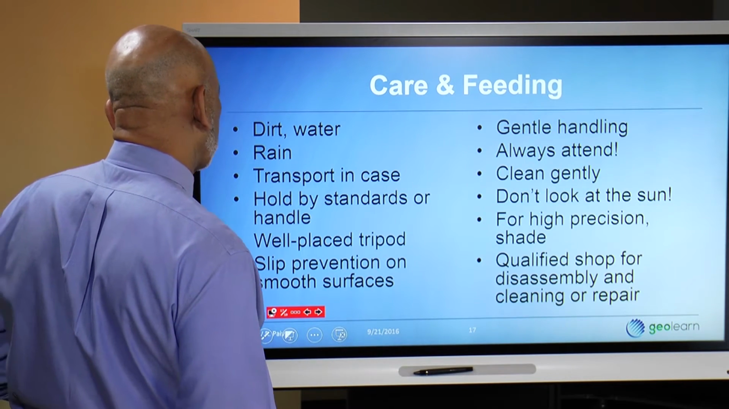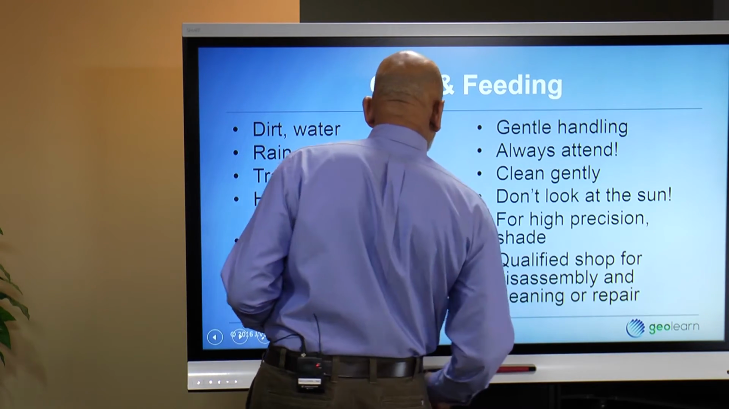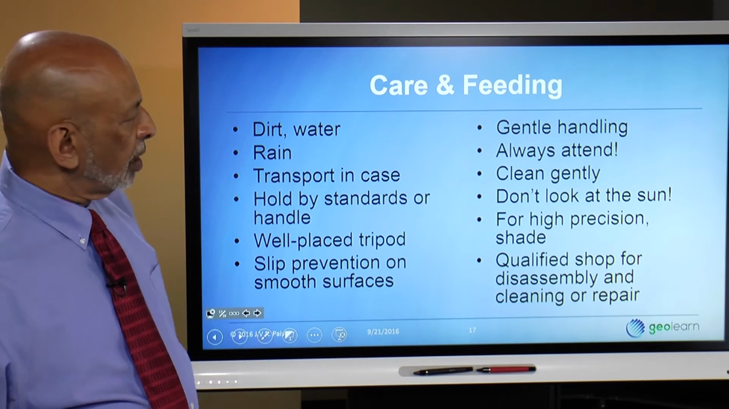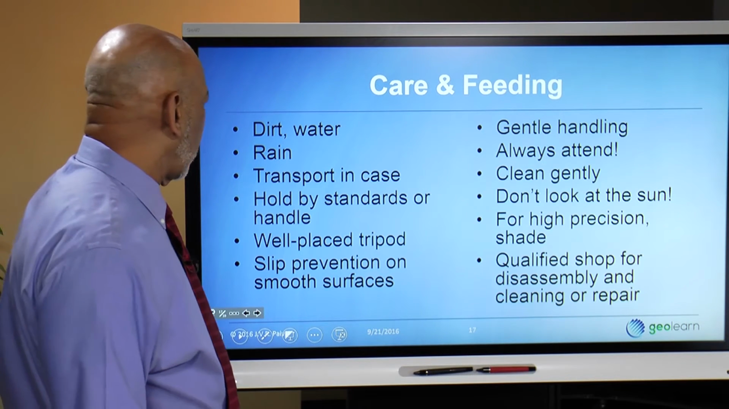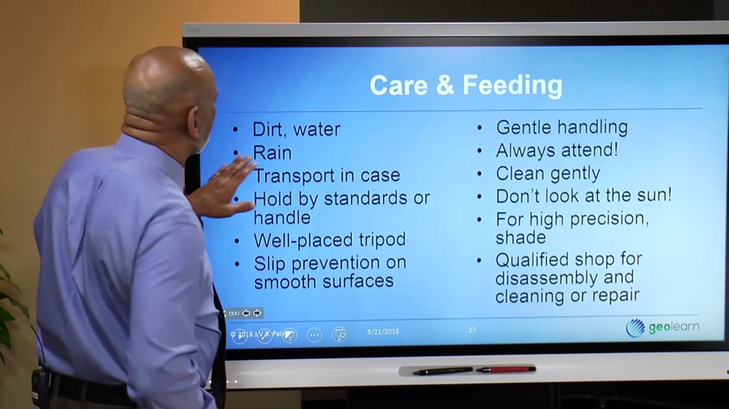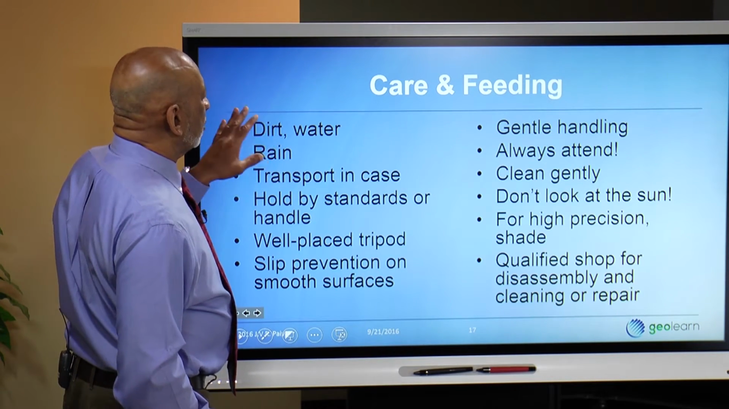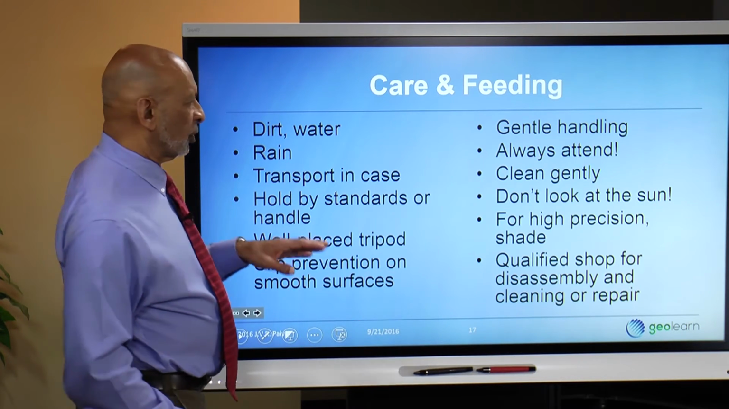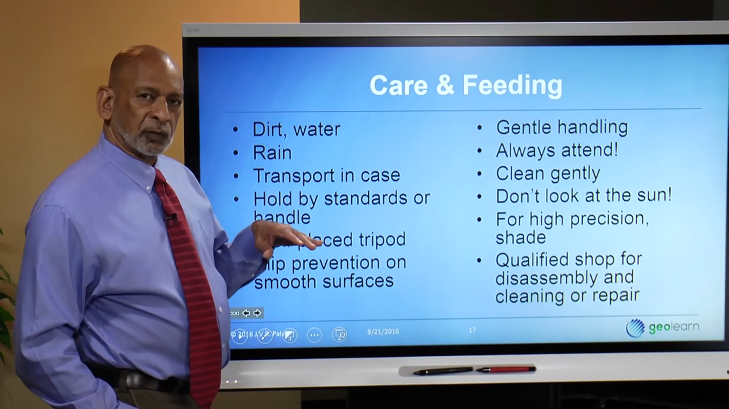I want to stop here by ending with a slide on what I call the care and feeding of an angle measuring instrument, whether that's a transit, a theodolite, or a total station. First of all, they don't like dirt and water. Well, obviously, I don't mean that literally, but letting dirt and water accumulate on them is not good for them. So you keep the dirt, the mud away from them. You similarly keep the water away from them.